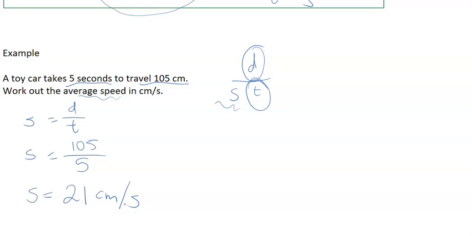That's pretty fast. In this case, the question asks for centimeters per second. The time is given in seconds, the distance is given in centimeters, so there's no conversion necessary. Just be aware of if questions are presenting you information that is in perhaps a different unit of measure. Okay?